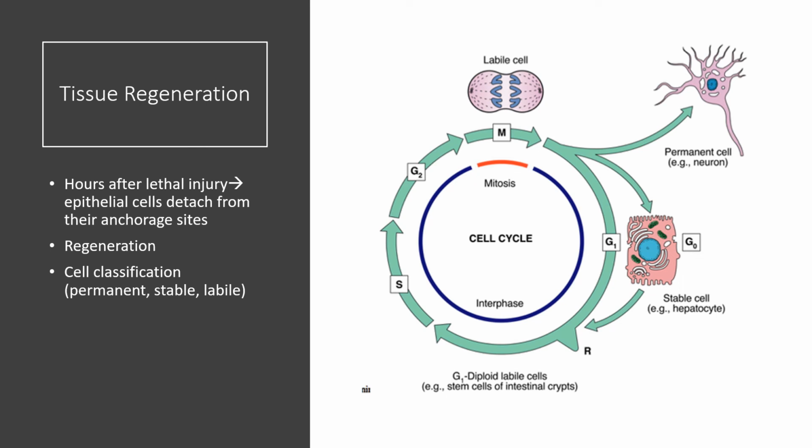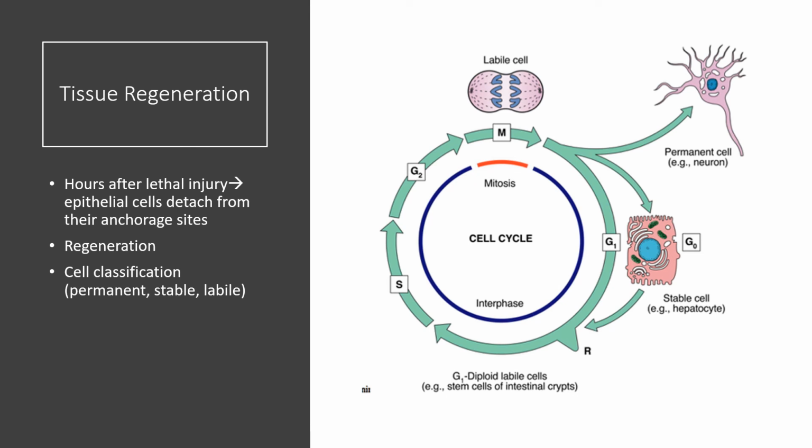So other examples of permanent cells, which technically do not have the capability to regenerate, are the cardiac myocytes and some of the peripheral neurons as well. The labile cells, the cells that are actively undergoing division, have the capability to regenerate. These examples include the epithelial cells of the skin and the GI tract, as well as the bone marrow. So these cells are continuously dividing. Another example of a labile cell is a hematopoietic stem cell.